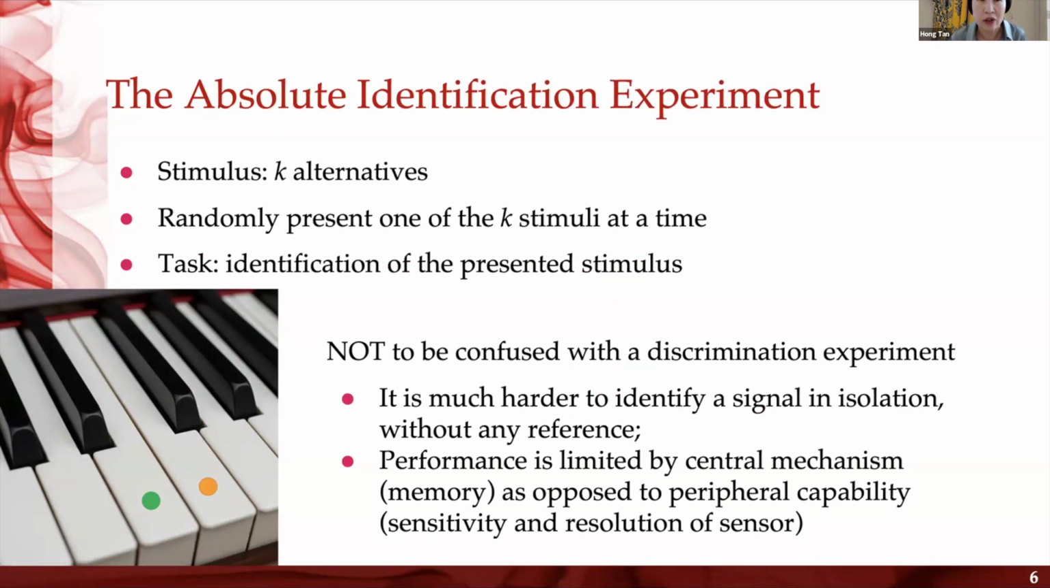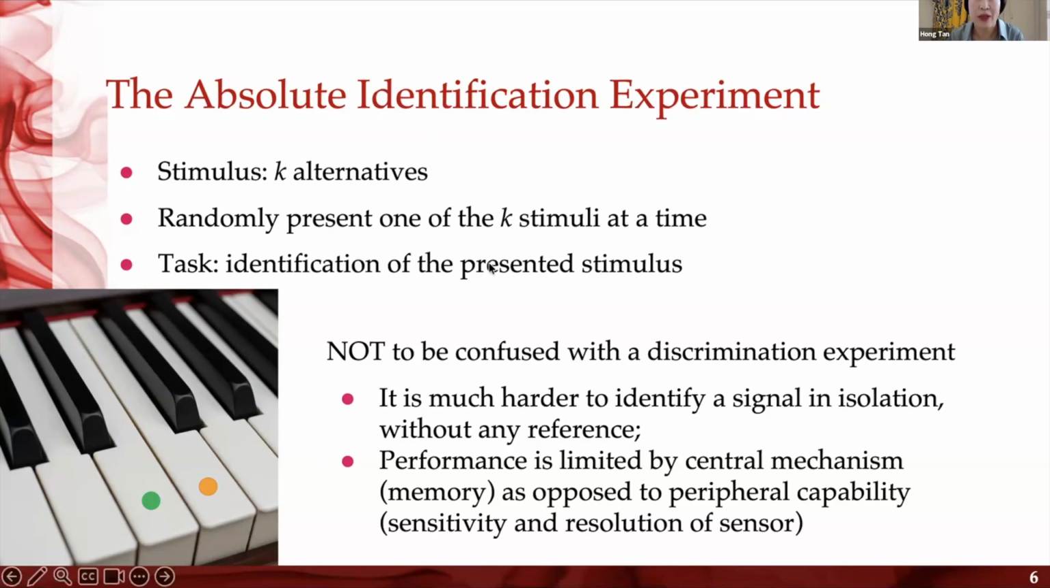So to get to this number, information transfer and all that, we actually can run a psychophysical experiment called the absolute identification experiment. In this experiment, let's say we have k alternatives, and I'm using the piano as an example here. We randomly present one of the k stimuli at a time, and the task is for the participant to say, which key did I just press?